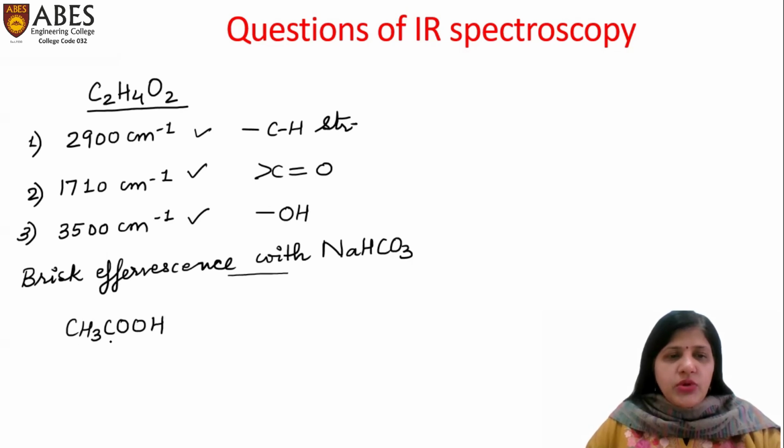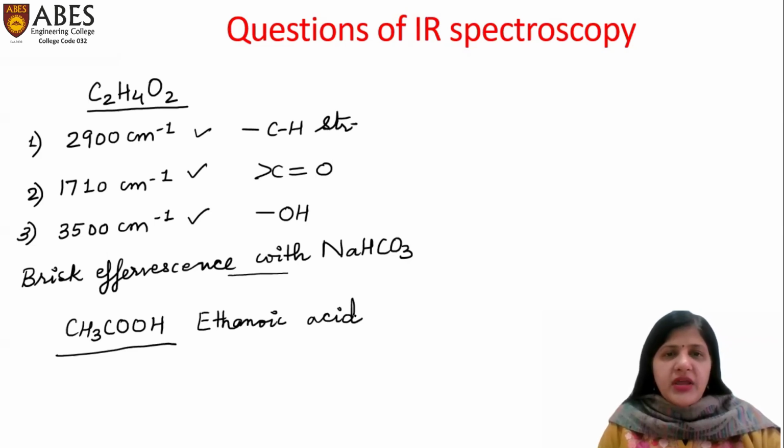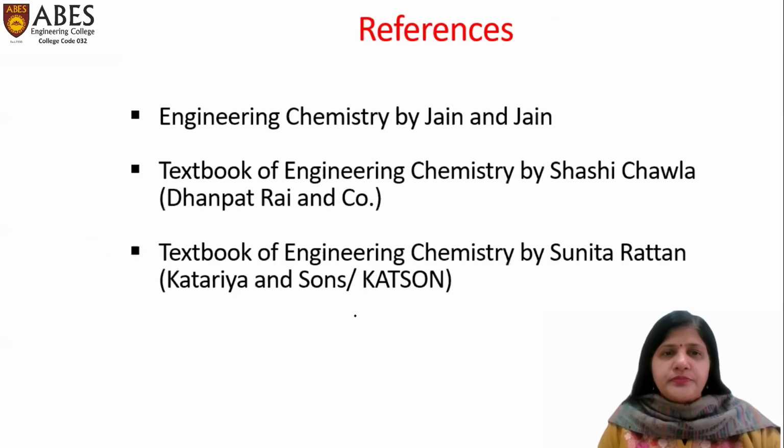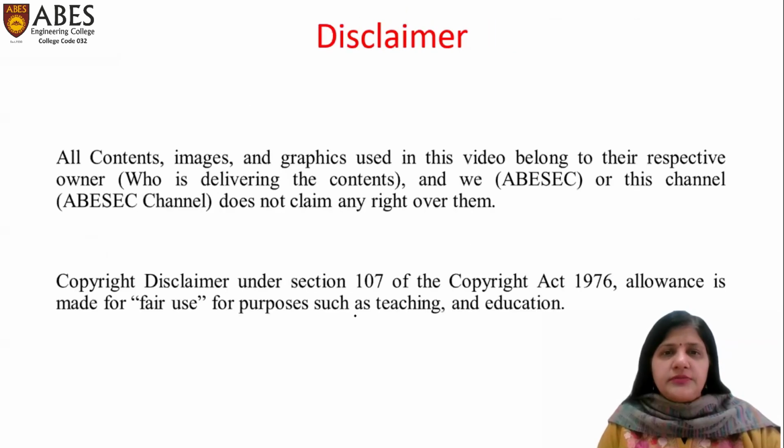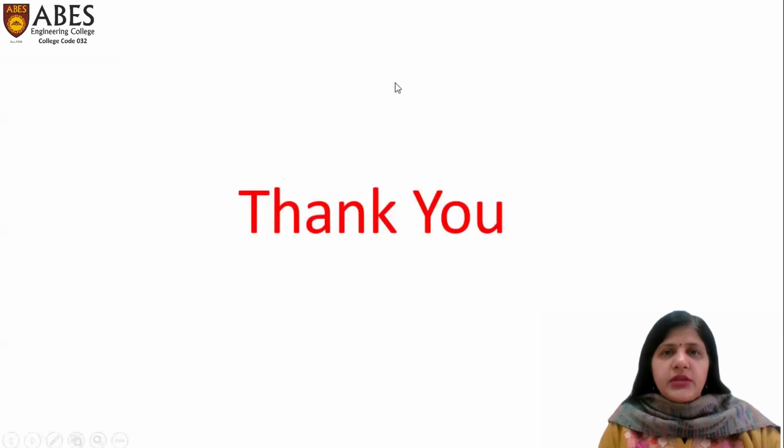This is C2H4O2. This compound has CH stretching, a carbonyl group as well as an OH group present in it. Therefore, the compound is ethanoic acid. In this way, we can determine the structure of an unknown compound, or we can do structure elucidation or functional group identification with the help of IR spectroscopy. These are the references. Thank you, all of you.